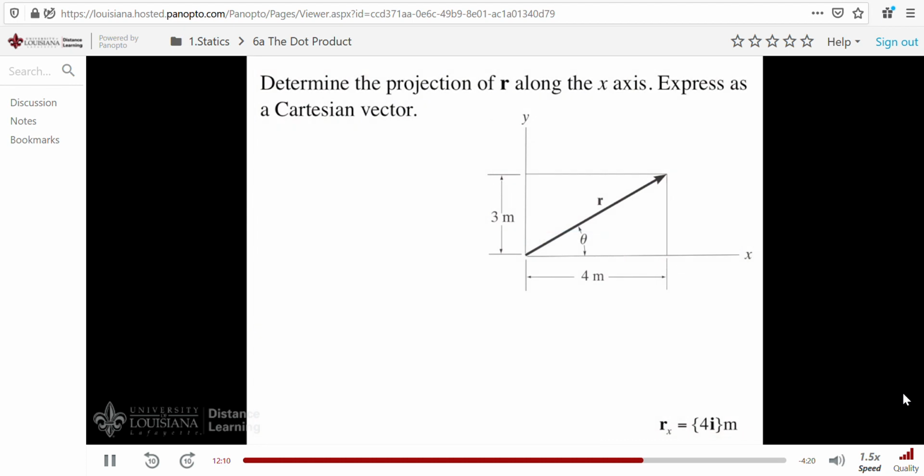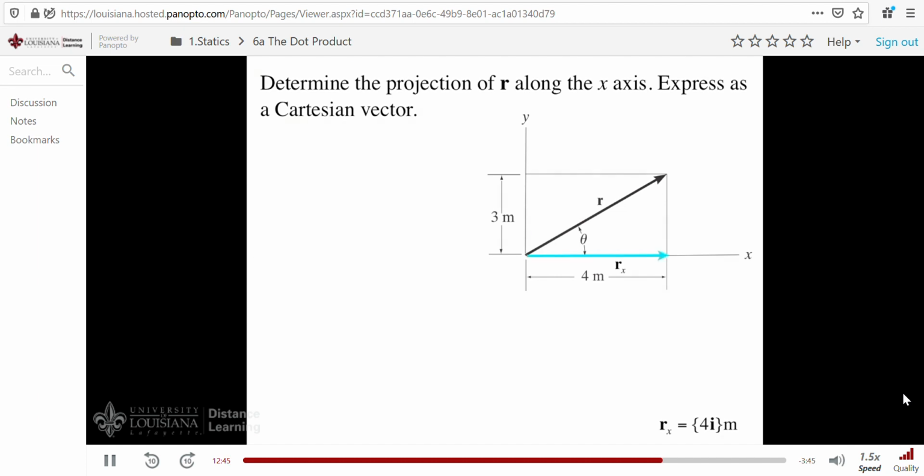And as a simple example of how it all works, we'll consider doing this one. Here we want to project the vector r along the x-axis and express the result as a Cartesian vector. Well, again, it's a two-dimensional problem, and you really wouldn't want to use vector analysis to solve it. Basically, I think you can see what the answer is. This vector has a magnitude of 4 meters, and of course it has a direction, which is in the i direction. And so certainly the answer is simply r of x is equal to 4i. But we'll do it using vector analysis.